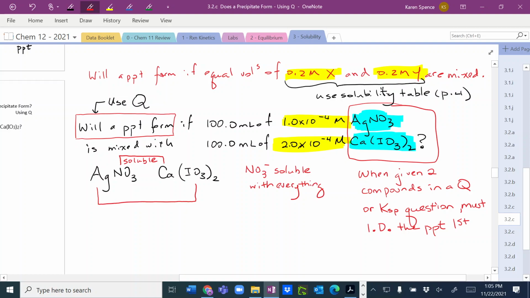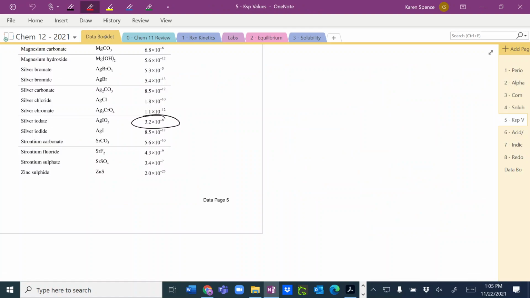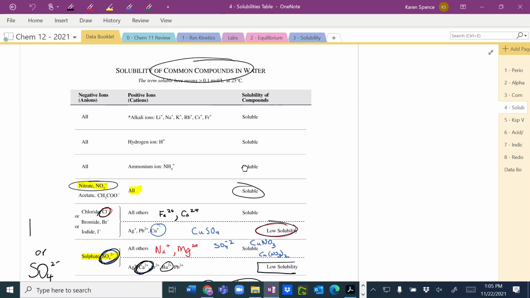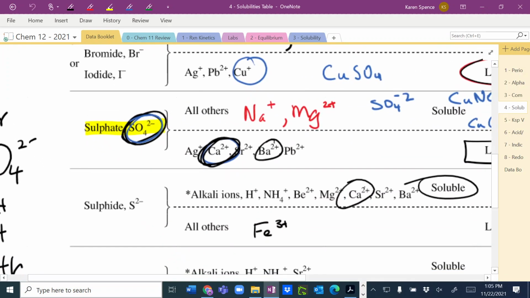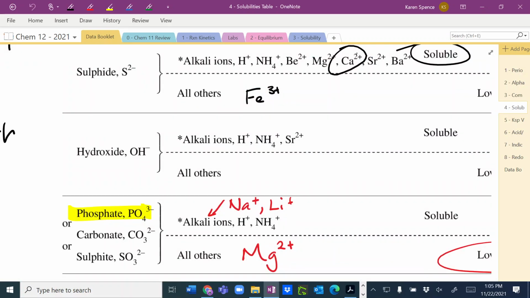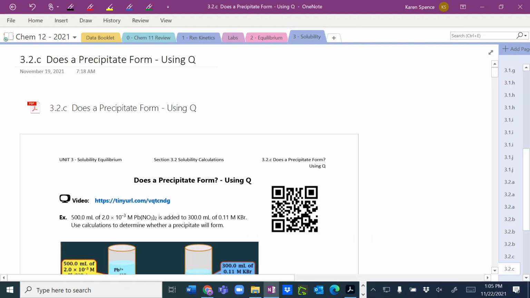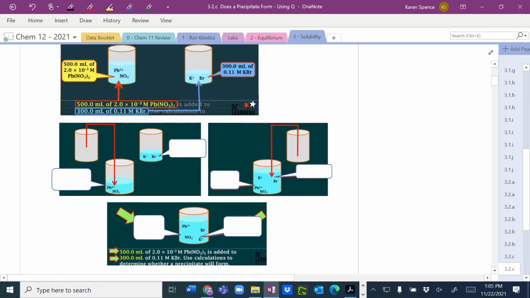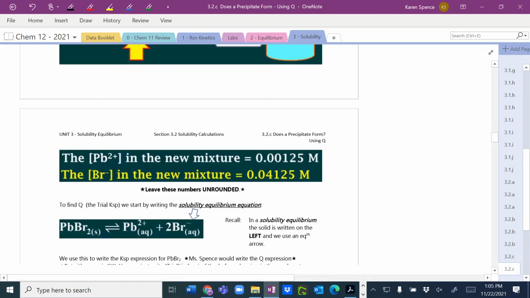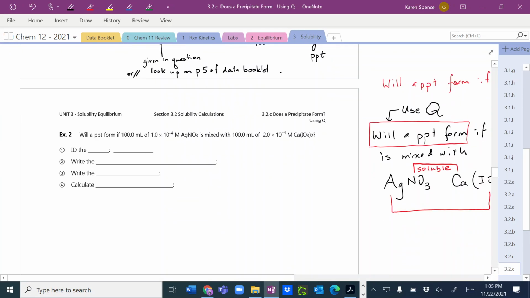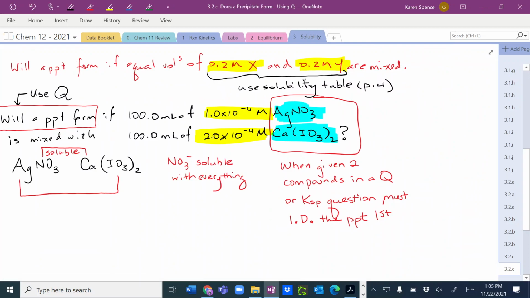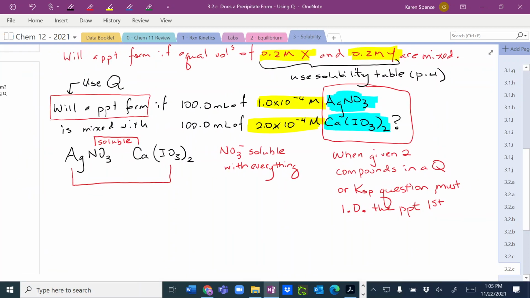So even though iodate is not on our data booklet of common ions, you can look around all you want, you're not going to find an iodate, yes? However, if the question is asking us, does a precipitate form, and we're given somewhat low ion concentrations, we can assume that our precipitate is going to be the silver iodate, okay?